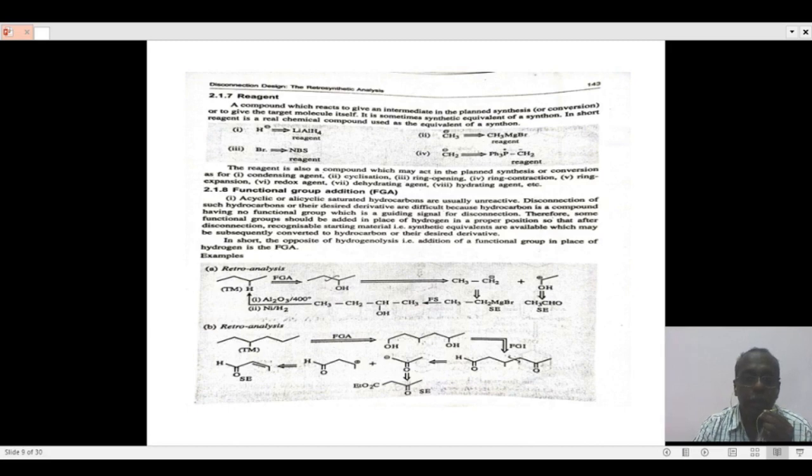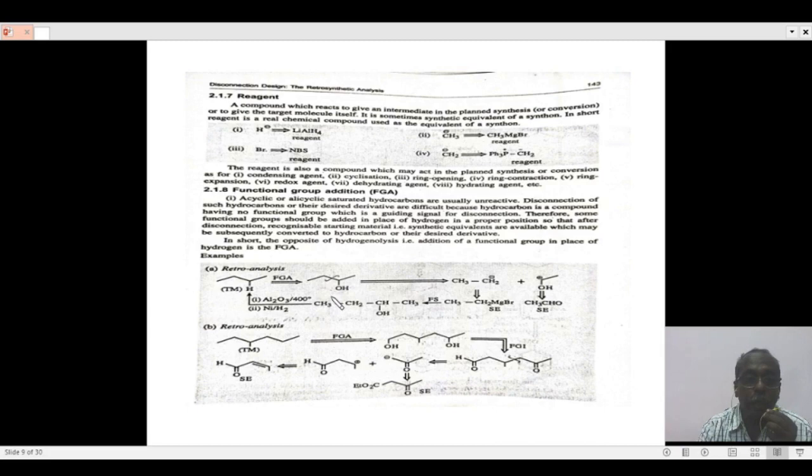I will give another example for retro analysis. Here butane is taken. Butane is an alkane. Here there is no functional group in that molecule. It is also less reactive. Therefore, it should be converted into a more reactive functional group. Therefore, a functional group is added to this butane. Here OH is added.